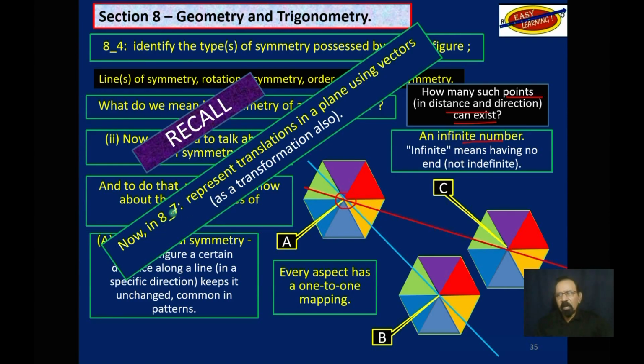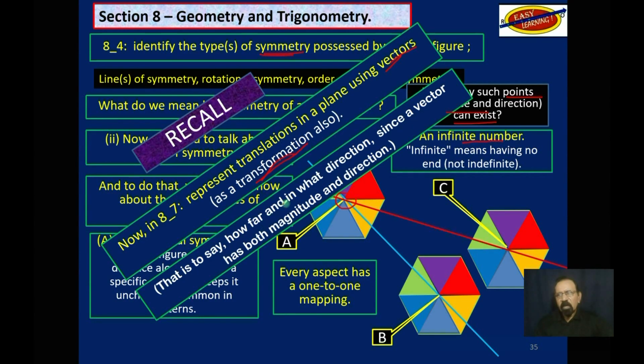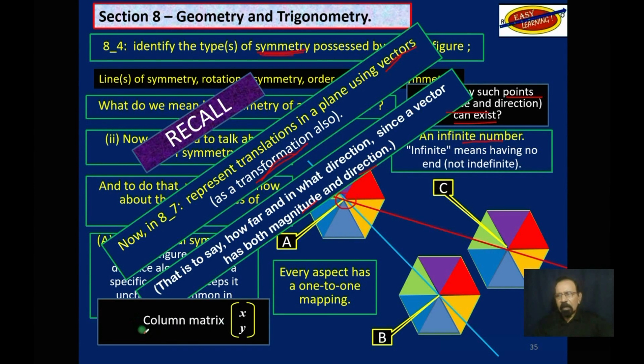Now in objective 8_7, we have to represent translations in a plane using vectors. Now we are dealing with transformation, not symmetry. That is to say, how far and in what direction, since a vector has both magnitude and direction. So now we are going to be a little more specific in translation when compared with symmetry. And we will be using the column matrix format as required by the syllabus.